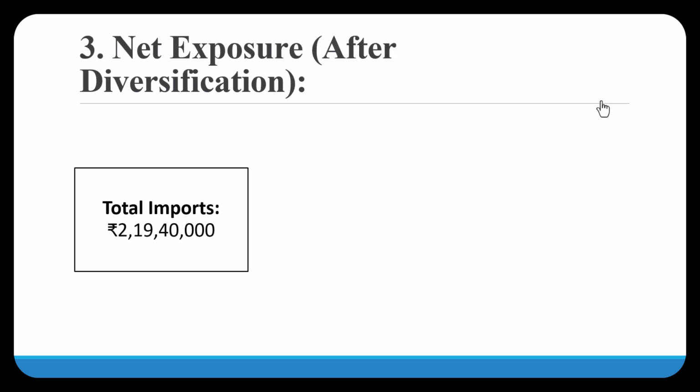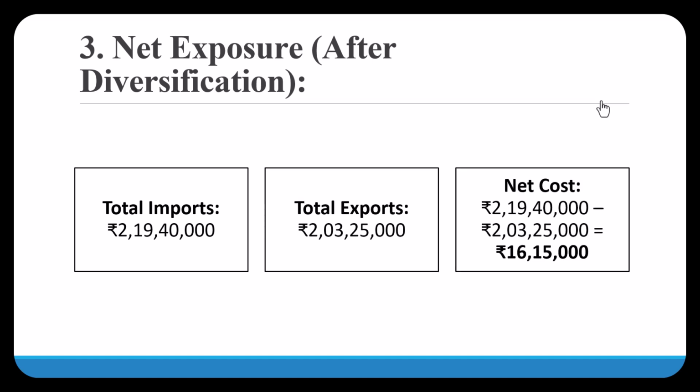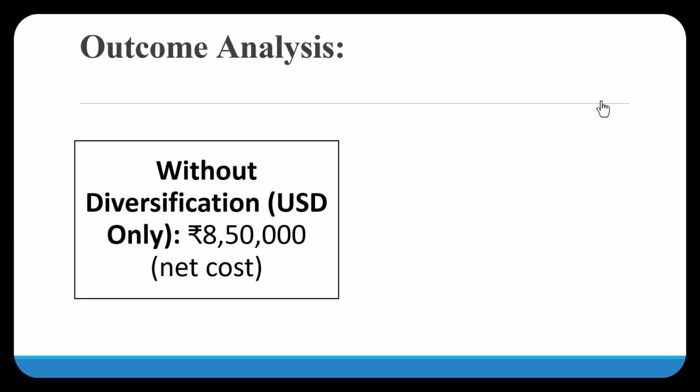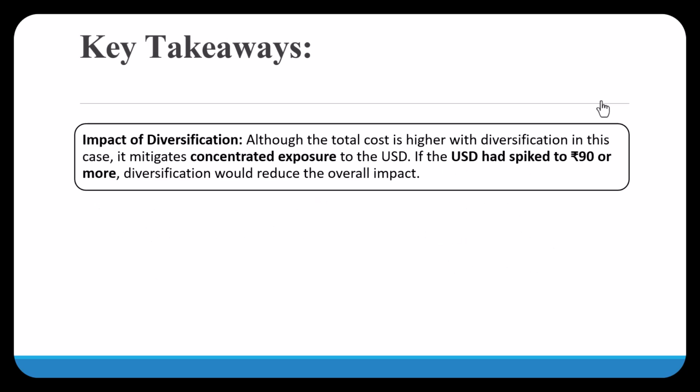So total imports would be this and total exports are this. That means the net cost is 16 lakh 15,000. But here you will find that it has not reduced the expense. If you compare the two, without diversification it was 8 lakh 50,000, with diversification it was 16 lakh 15,000. Fine. So, the impact of diversification. Although the total cost is higher with diversification, in this case it mitigates the concentrated exposure to the US dollar. If the US dollar had spiked to 90 or more, diversification would have reduced the overall impact. Fine. So it all depends upon how the currencies move.